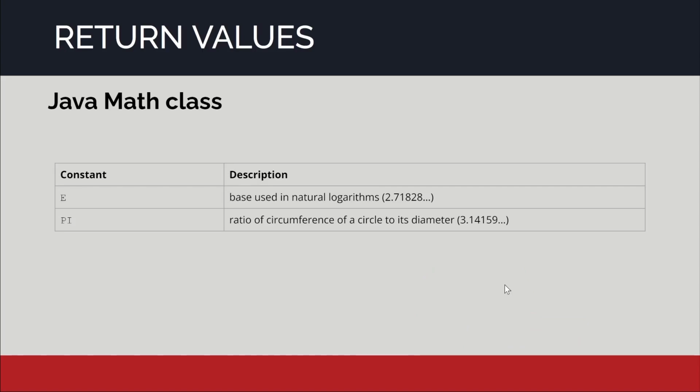Speaking of pi, there are constants built into the Java Math class. Two of the most commonly used ones are going to be e, which is the base used in natural logarithms, that 2.71 value that has a very long decimal, and then pi, everyone's familiar with pi. You don't need to look it up and copy it into your code. Just call Java's Math.PI.